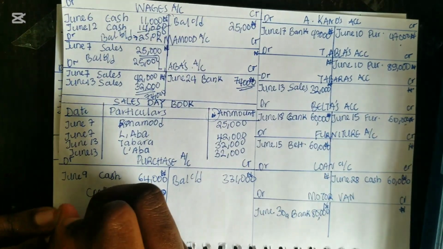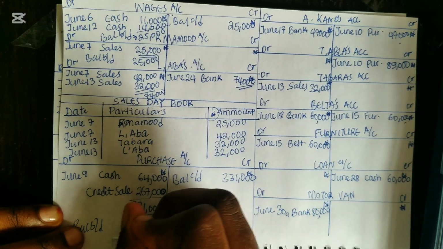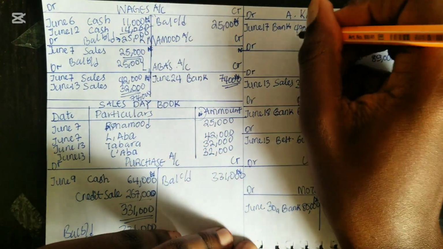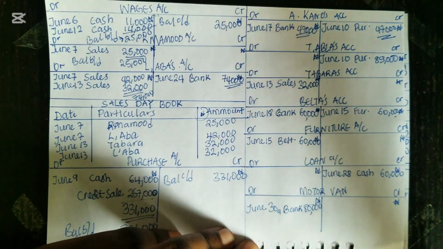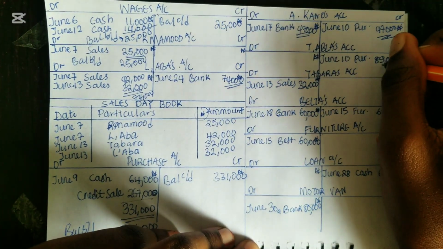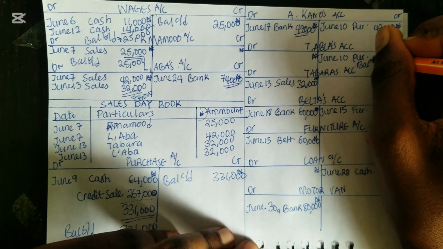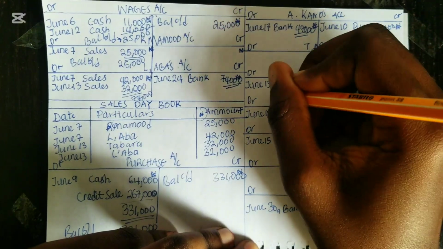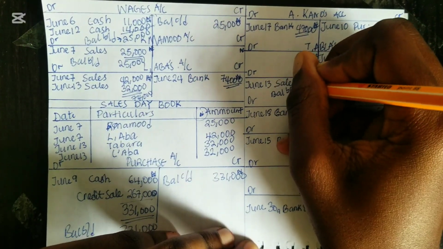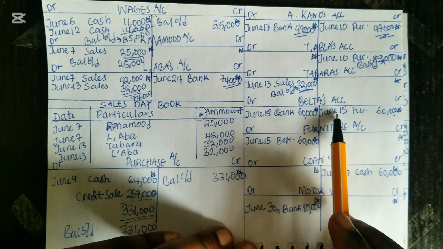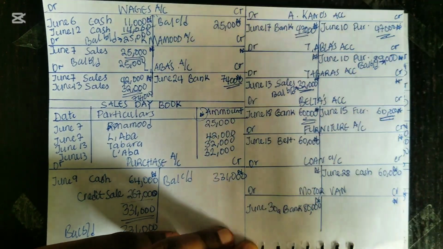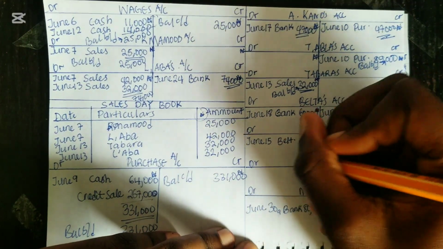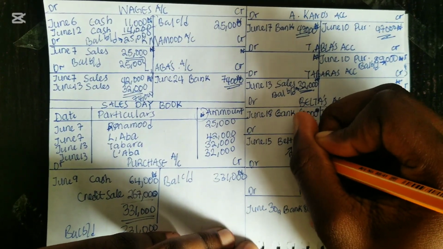331,000. Our balance brought down will be what? 331,000. So now Kano's account, this also is equal, so you don't need to move it to the trial balance. For Tabba, because of space, this is already our balance brought down. For Taraba's accounts, because of space, this is already our balance brought down. For Belta's accounts, here is equal, here is equal, so we don't need to move it to the trial balance.